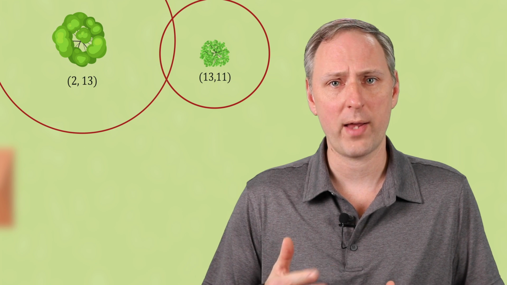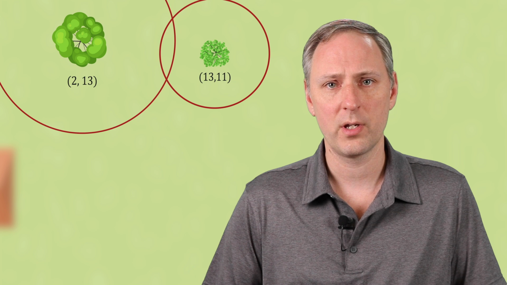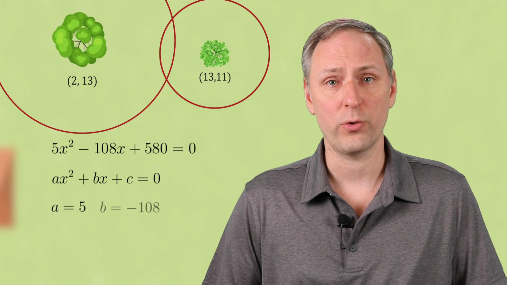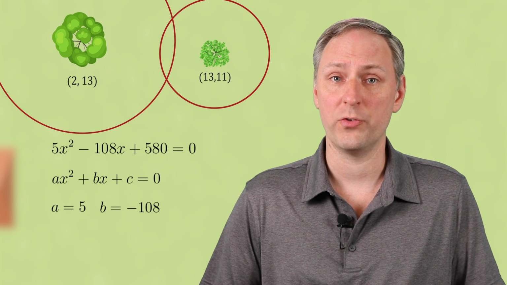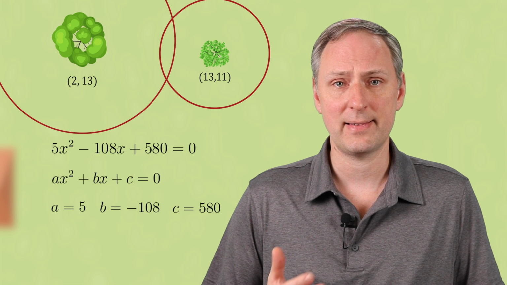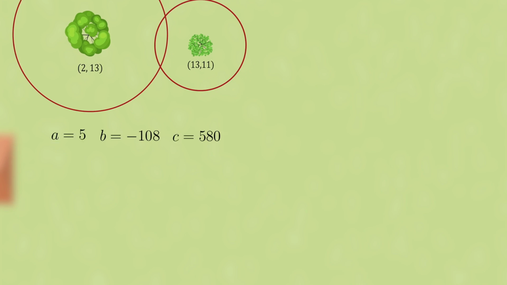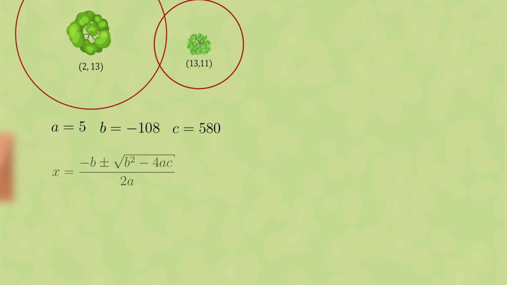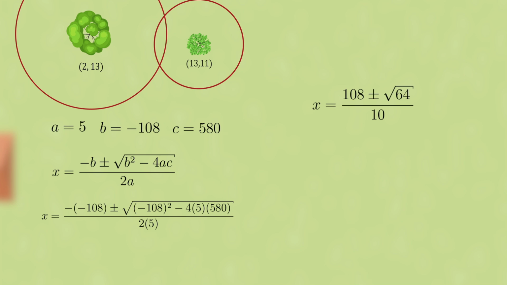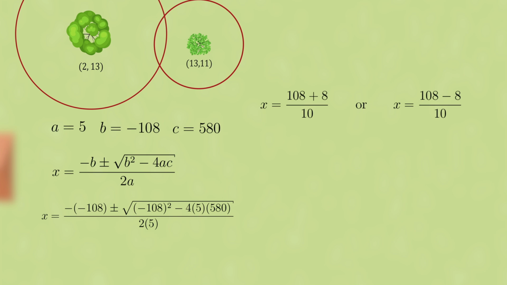From algebra, we know how to solve quadratic equations. In our case, a equals 5, b equals negative 108, and c equals 580. We substitute our values for a, b, and c, then simplify the equation. Remember that the quadratic equation produces two answers, depending on whether you add the 8 or subtract. In our case, we get x as either 11.6 or 10.